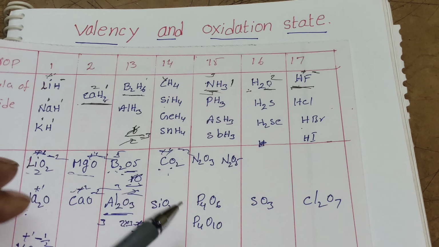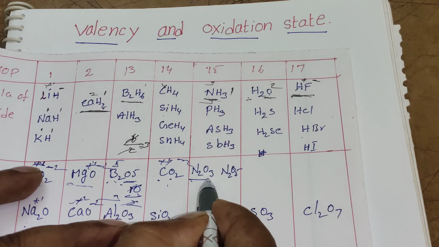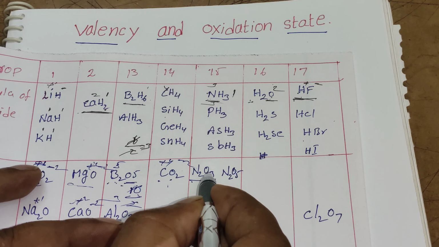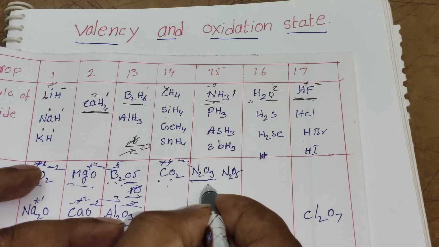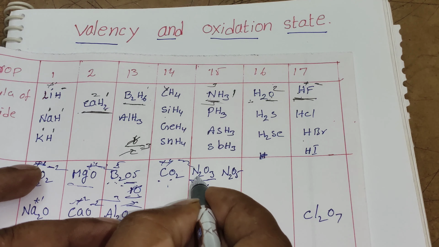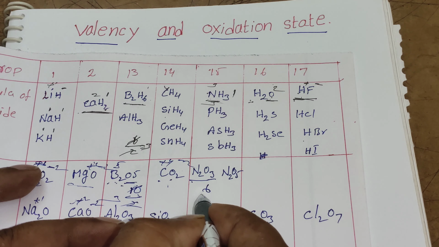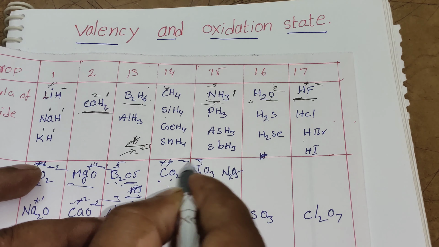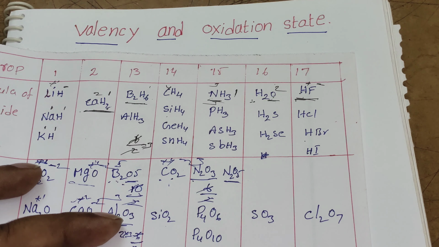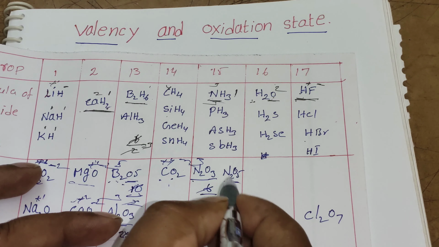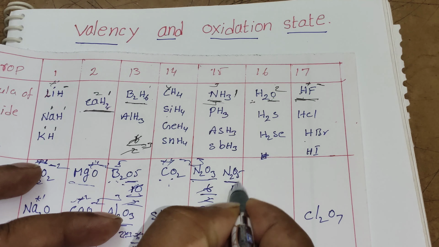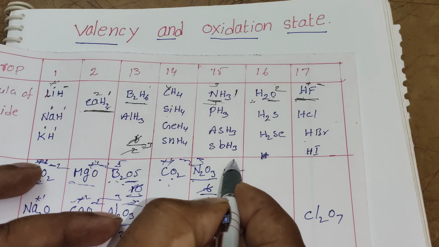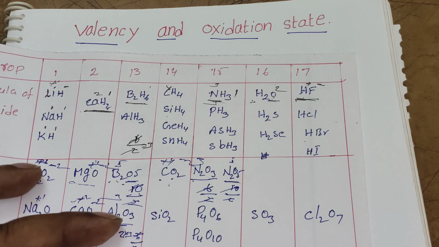Once you look at N2O3, there are 3 oxygens present. The total charge or valency of oxygens is 6, 2 into 3, that is 6. And how many nitrogens are there? There are 2 nitrogens. So the valency of nitrogen here is 3. But in N2O5, total oxygens are 5, 5 into 2, 10 valency. And how many nitrogens are there? There are 2 nitrogens. So here the nitrogen valency is 5.